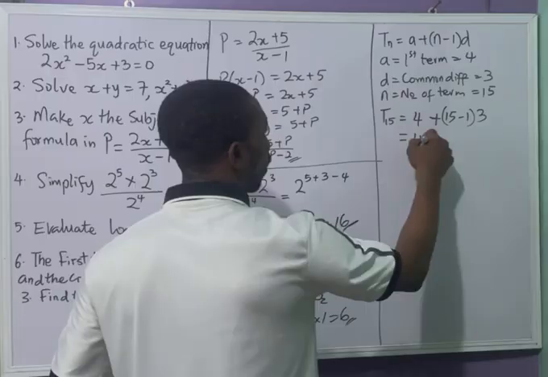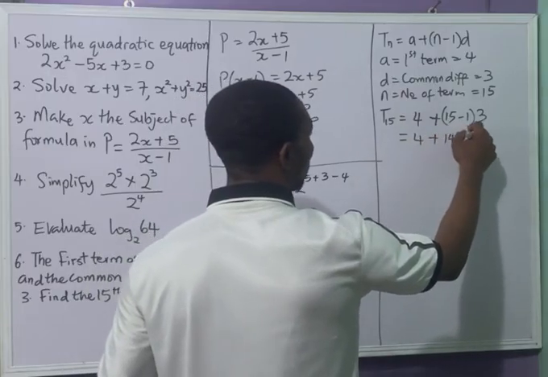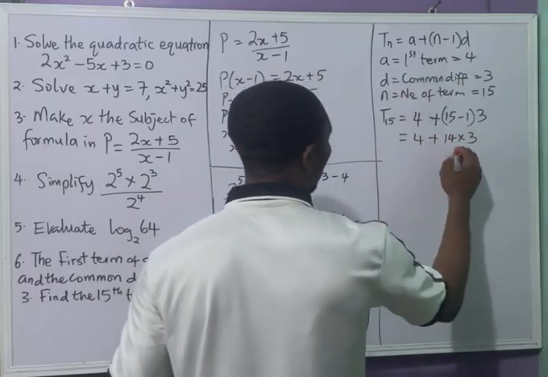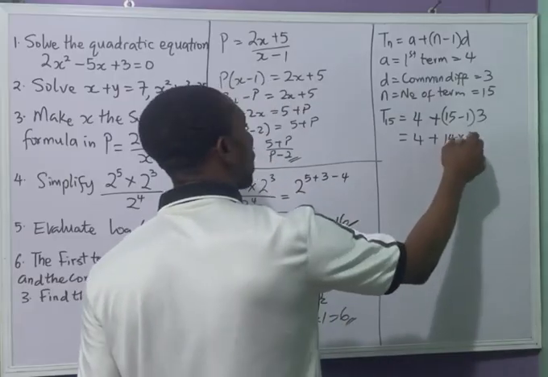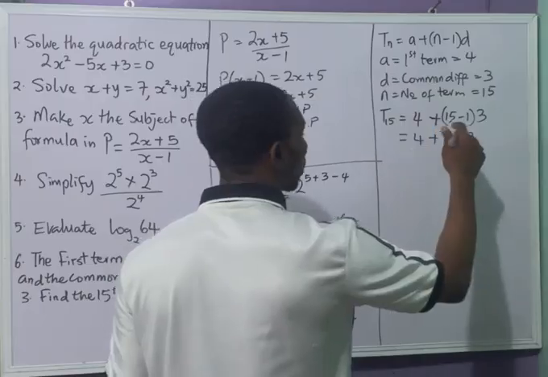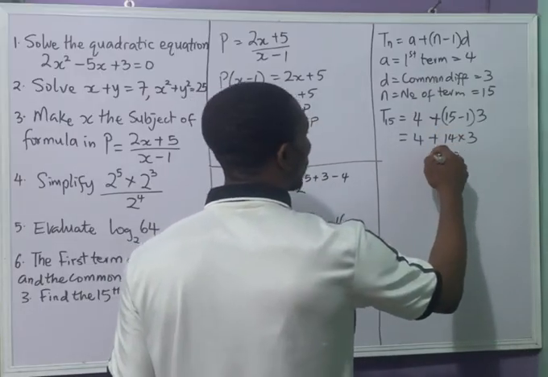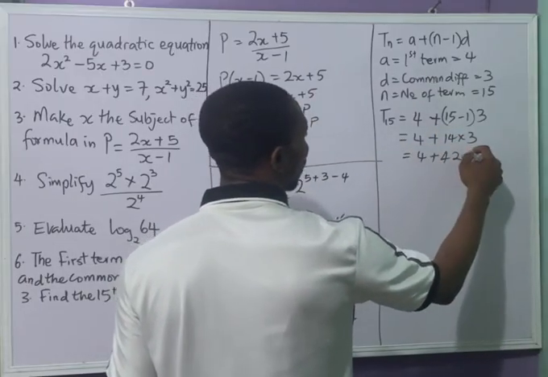So this becomes 4 plus 14 times 3. Okay, 4 times 3 is 12. Write down 2, carry 1. 1 times 3 is 3, plus 1 is 4. Plus 4 gives us what?